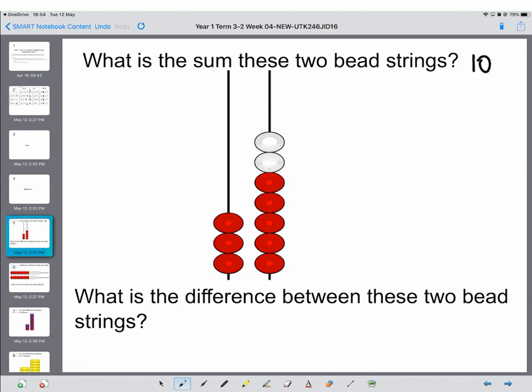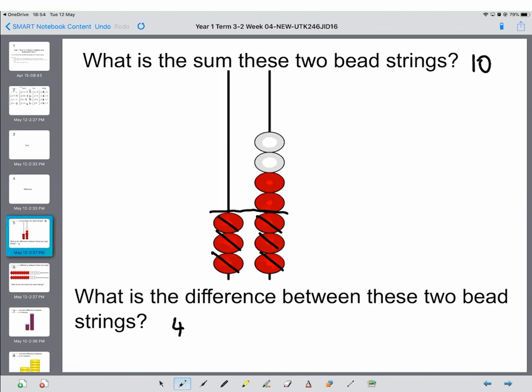Now, can you remember how we did the difference when we did bars before half term? What we did was we drew a cross. And what we could do is we could cross off if we wanted to, like we used to do earlier in Year 1, and see how many are left over. And that is 1, 2, 3, 4. So the difference is 4.